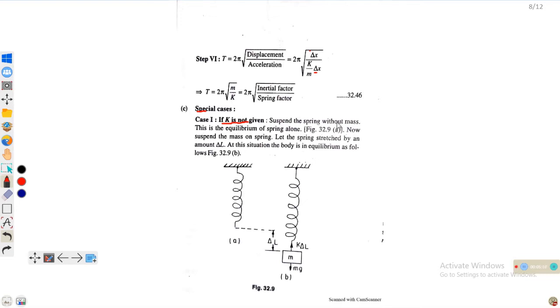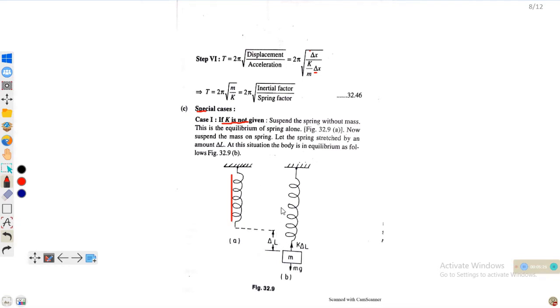Suspend the spring without masses. For example, we first suspend this spring without masses. This is the equilibrium of the spring alone. Now suspend the mass on the spring. Now definitely we will attach a mass.